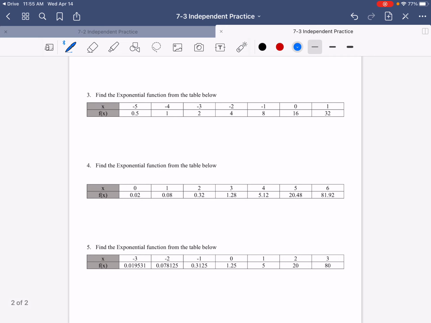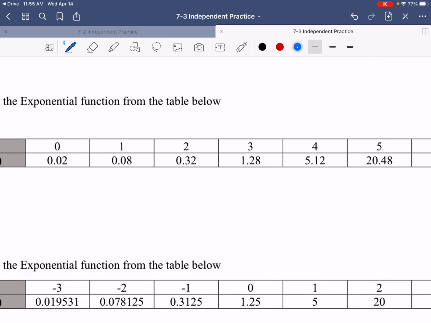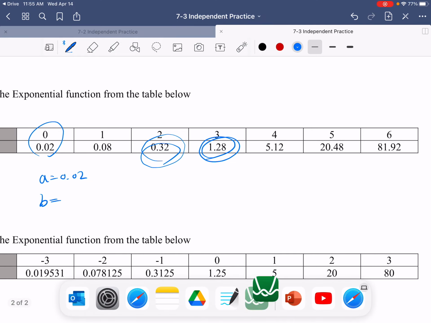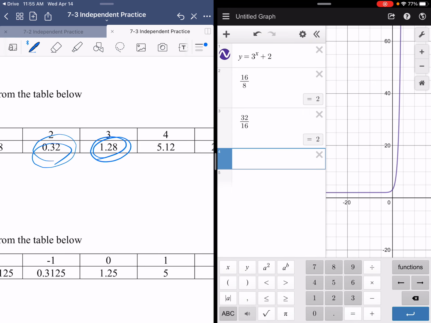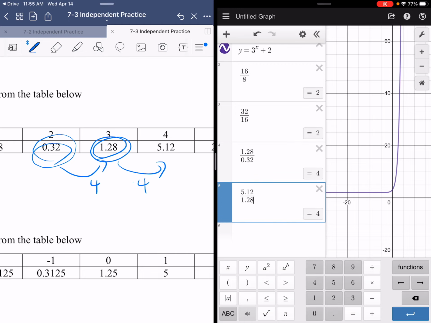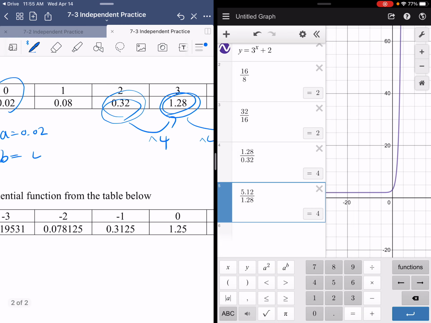So let's try this question. As you can see, it's decimal, right? You don't know what's going on here, do you? You know a is gonna be 0.02, but b, even if I know what it is, it's gonna be difficult. So try this. Second number divided by first number. Like 1.28 divided by 0.32, 4. Do one more time, because if you just stop here, most likely you may make a mistake. Like that. So b is gonna be 4.